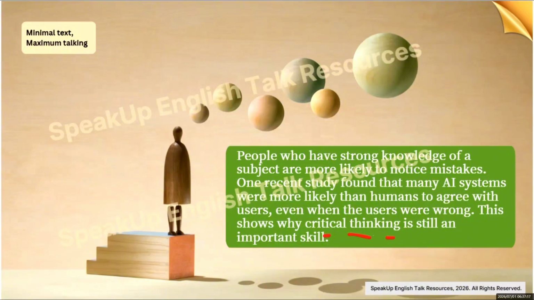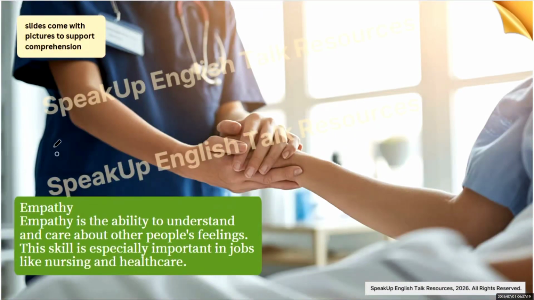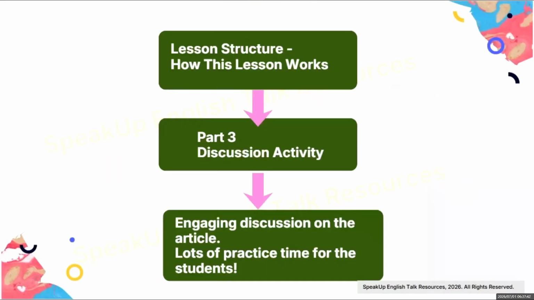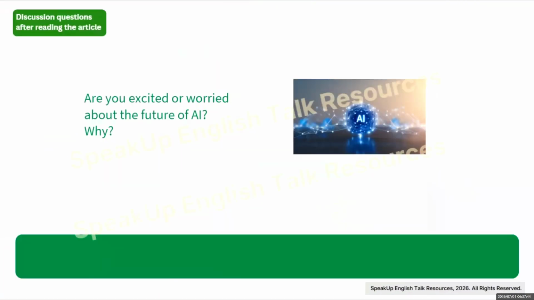All right. And then here I introduce the word empathy, right? What does that mean? And this is where humans are superior to AI, because humans can show empathy. So this is important when it comes to jobs like nursing or healthcare, right? So this is something that AI will never replace. And then after that comes the question period. Okay, so this is part 3, and I usually have like maybe 7 to 9 questions on each of my lessons.